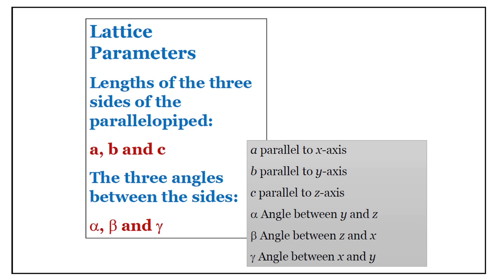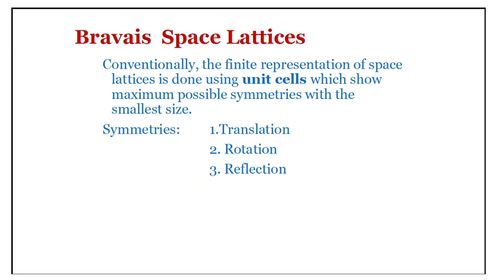So, we have to know about the lattice parameters. Lattice parameters are the lengths of the three sides of the parallelepiped, designated as a, b and c, and the three angles between the sides are designated as alpha, beta and gamma. Here a is the length parallel to the x axis, b is the length parallel to the y axis and c is the length parallel to the z axis. Alpha is the angle between y and z, beta is the angle between z and x, and gamma is the angle between x and y.